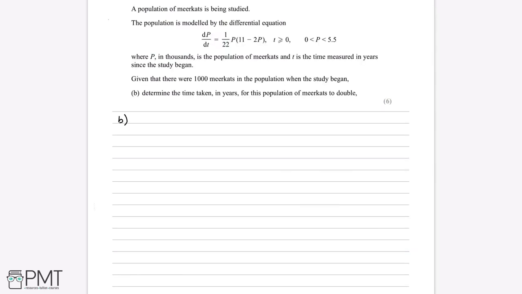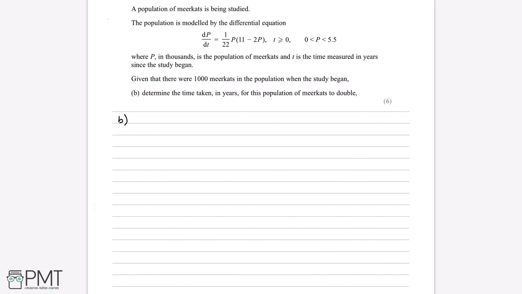A population of meerkats is being studied. The population is modelled by the differential equation dp by dt is equal to 1 over 22p multiplied by 11 minus 2p, where t is greater than or equal to 0 and p is greater than 0 and less than 5.5, where p, in thousands, is the population of meerkats and t is the time measured in years since the study began.